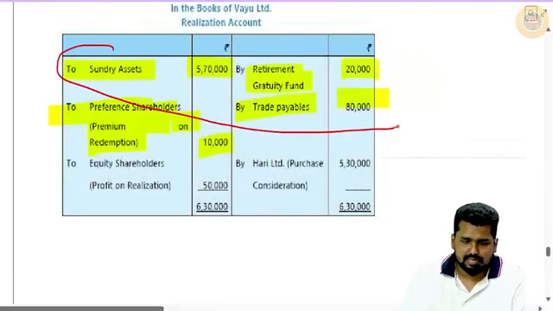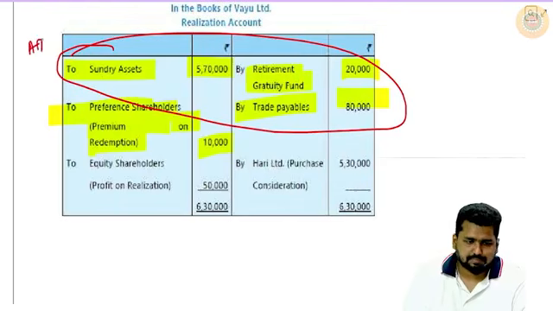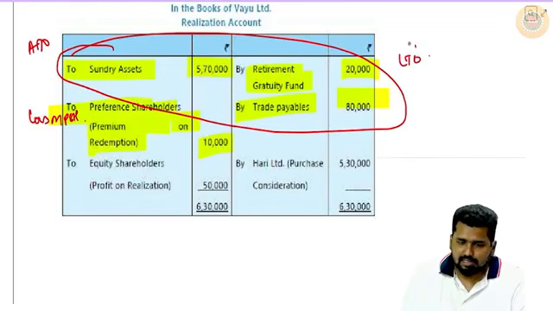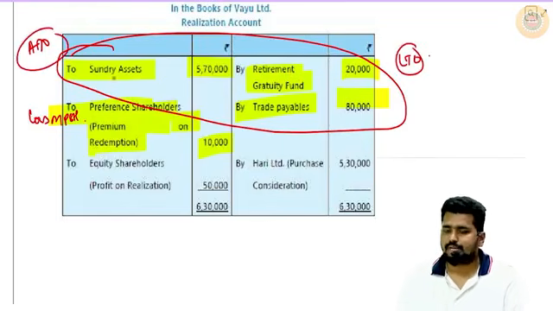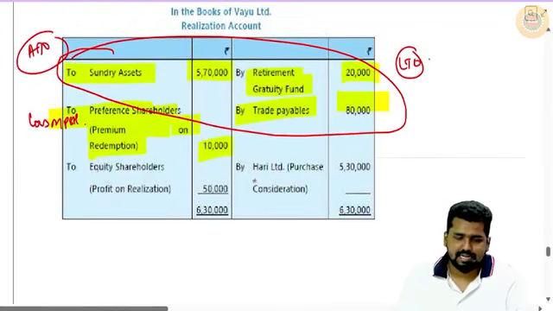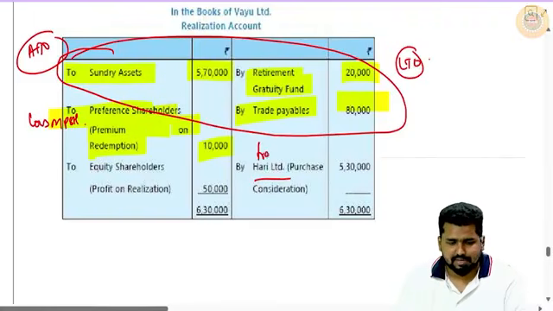Are you able to see this part? Assets and liabilities taken over. This is liability taken over. This is loss on preference shareholders. Clear? For this assets and liabilities taken over, we are going to receive what? PC. PC should be credited. The transferee company name we have to write.